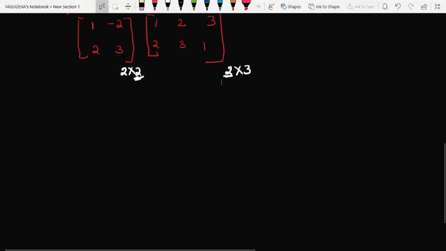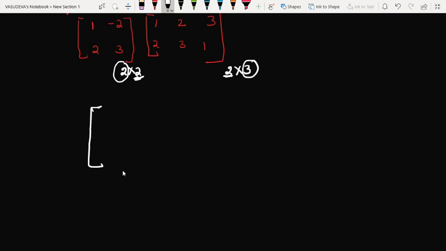So what is the order of the product? It must have the number of rows of the first matrix and the number of columns of the second matrix, so 2 by 3. That means the product must have 2 rows and 3 columns: C11, C12, C13, and C21, C22, and C23.